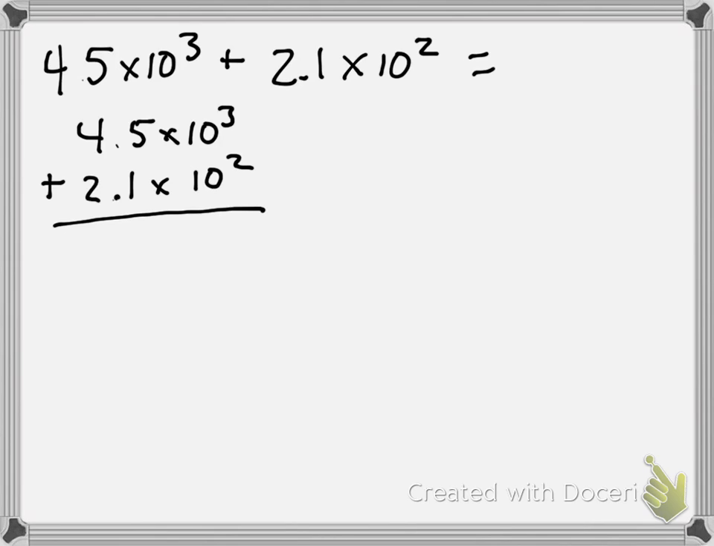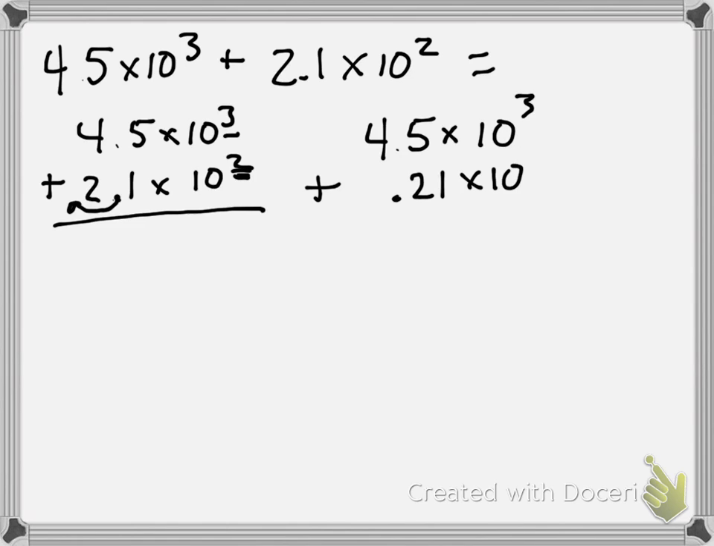When doing addition in scientific notation, you have to make the exponents equal to each other. Now, I find it easier personally to take the lower power and raise it to the larger power. So we need to take 2.1 times 10 to the second and write it as if it were times 10 to the third, but it won't be 2.1. What that looks like is we need to move the decimal to the left one position and rewrite our number. So our new problem becomes 4.5 times 10 to the third plus 0.21 times 10 to the third.